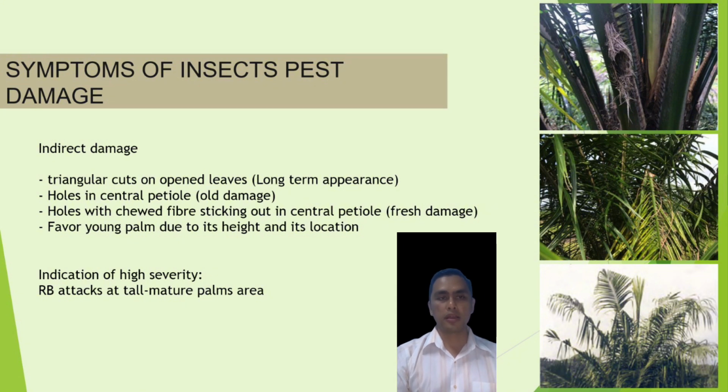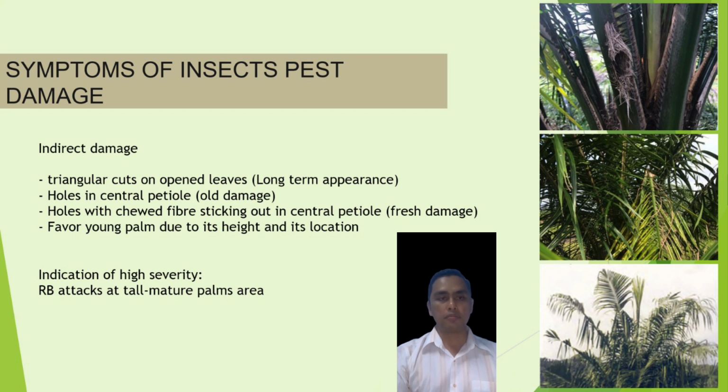The damage caused by Rhinoceros beetles to immature palms can be recognized as fresh and old damage. In fresh damage, new and fresh fibers sticking out from the holes can be clearly observed at the base of the frond. After some time, the frond's petiole breaks and the leaves look cut into a V or triangular shape.